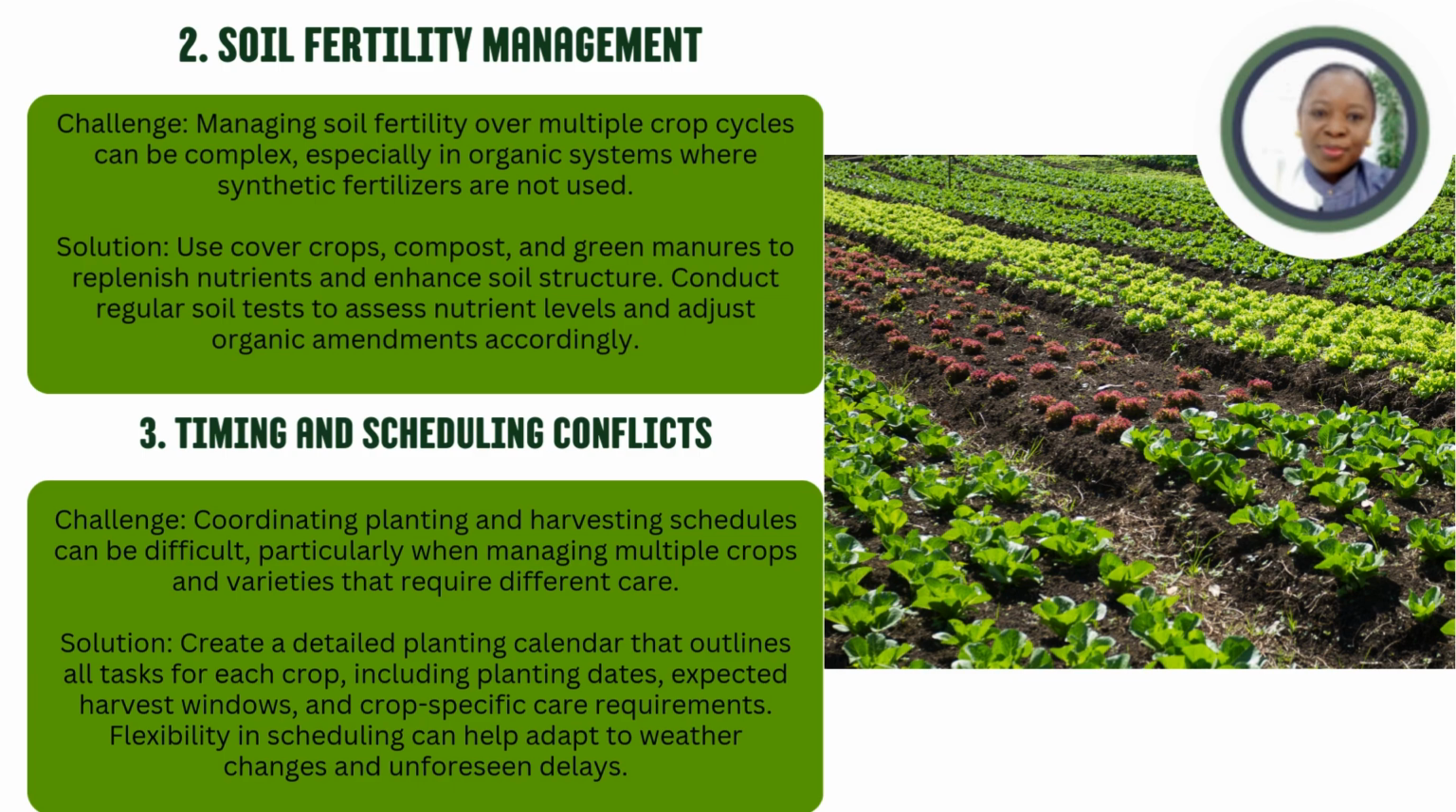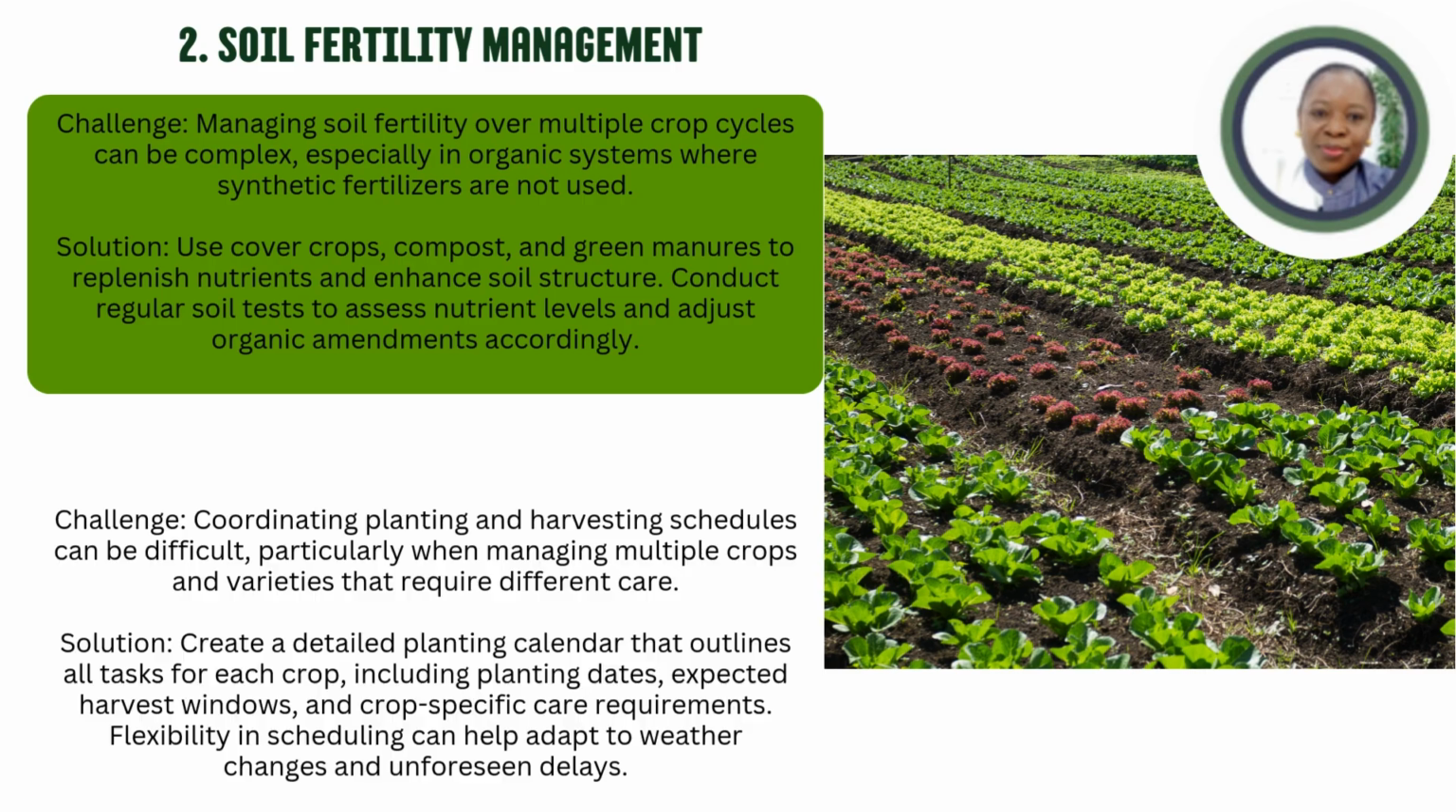3. Timing and scheduling conflicts. Challenge: coordinating planting and harvesting schedules can be difficult, particularly when managing multiple crops and varieties that require different care. Solution: create a detailed planting calendar that outlines all tasks for each crop, including planting dates, expected harvest windows, and crop-specific care requirements. Flexibility in scheduling can help adapt to weather changes and unforeseen delays.